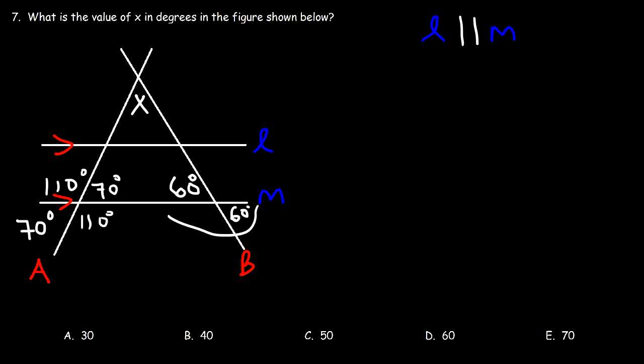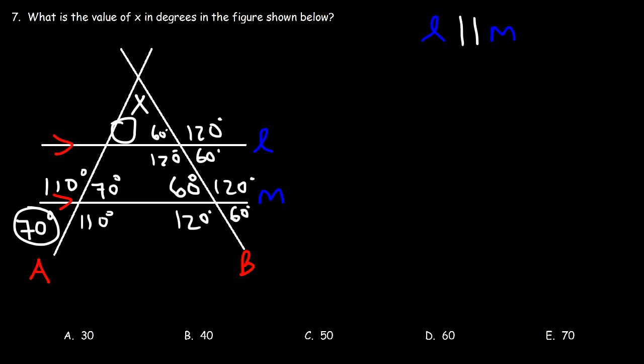And 180 minus 60 is 120. Now these two are corresponding to each other, so this has to be 120, which means this is 120 and this is 60, and these two are vertical angles, so this one has to be 60 as well. Now these two angles are alternate exterior angles, so they're the same, which means this has to be 70, so that's 70, and this is 110, and so forth.